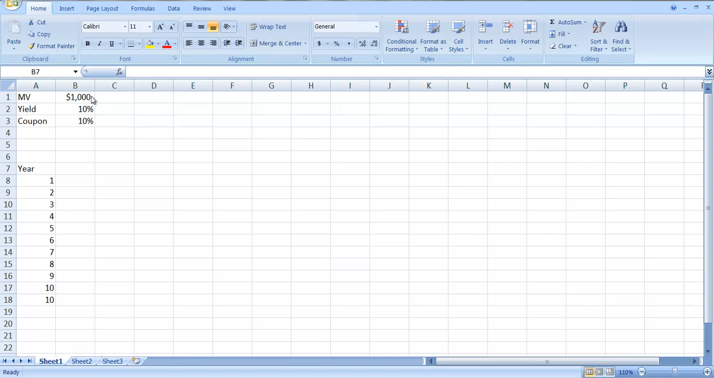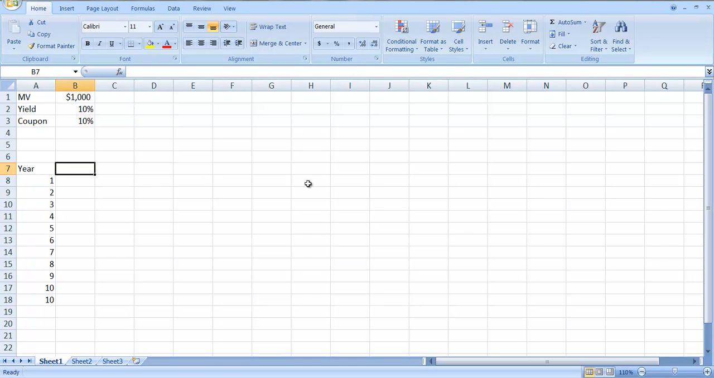And I put some numbers up here. I put a maturity value of 1,000, I put a yield of 10%, and a coupon of 10%. And part of the reason I picked these two to be the same is that when the yield and the coupon are the same, the price of the bond should equal the maturity value. So I've given myself something to double check to make sure my answers are correct.